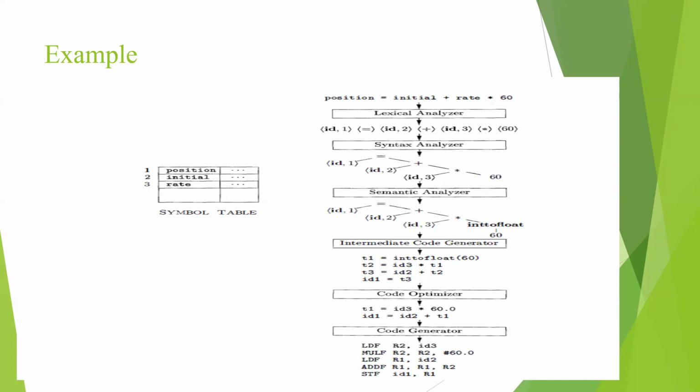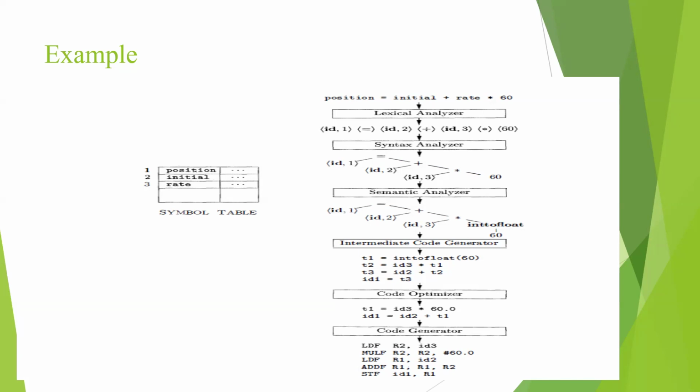The next phase is the intermediate code generator. In the process of translating the source program into target code, a compiler may construct one or more intermediate representations, which can have a variety of forms. The syntax tree is one form of intermediate representation, commonly used during syntax and semantic analysis. Here in the figure, the intermediate code generator is shown with a 3 address code representation. There are different representations we can use, for example the syntax tree representation, the 3 address code representation, the quadruple representation, and the triple representation.